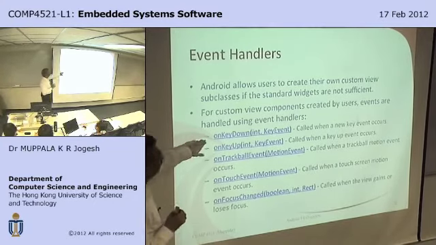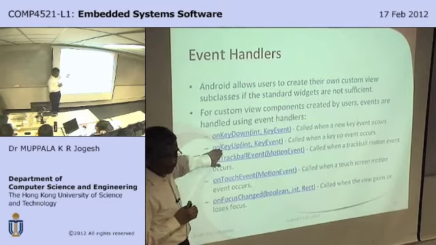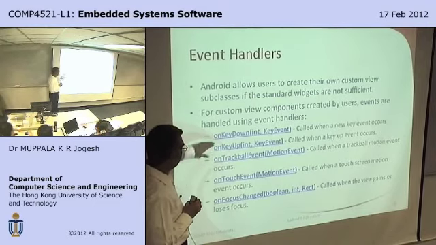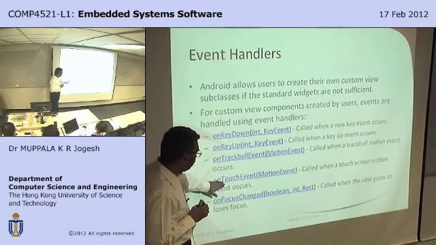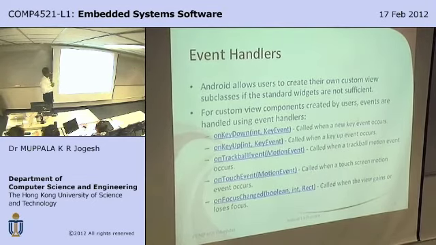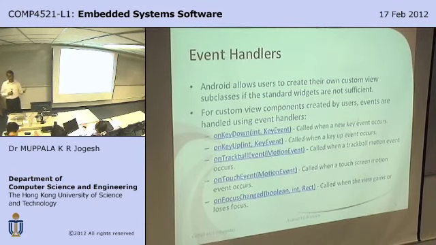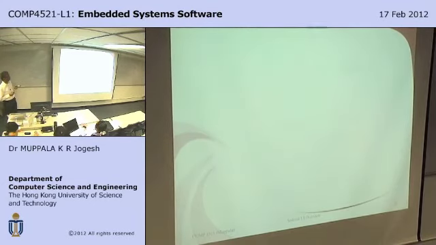On key down, on key up. So down and up are interpreted differently, as are trackball event, touch event, focus changed event. Again, in the examples in the lab, you will see usage of some of these in practice. So you will get to understand them better when you see them in the examples.